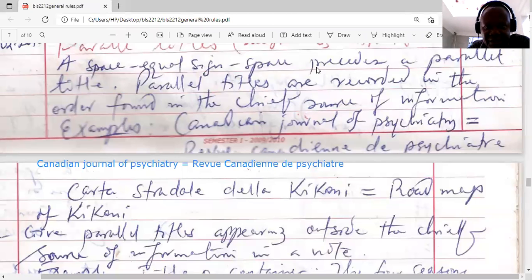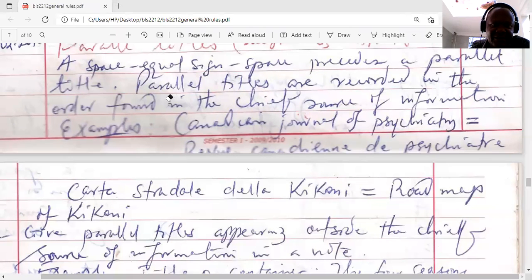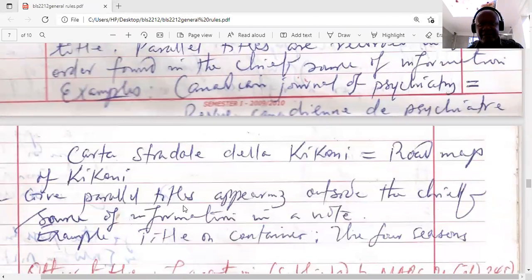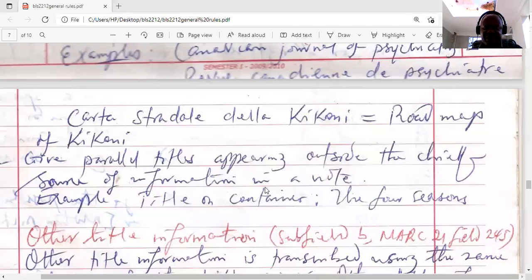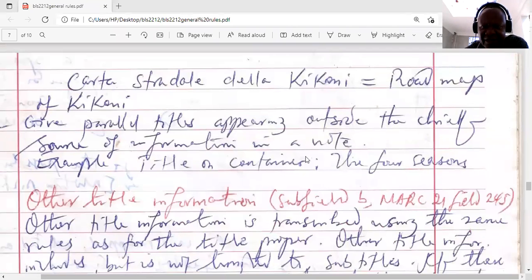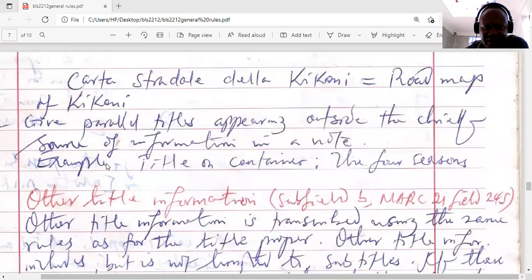I'll remove those wordings and then we proceed. Give parallel titles appearing outside the chief source of information in a note. In case the parallel title wasn't appearing on the material you are cataloging, you'll give that information in the note area. An example of a note given in the note area is: title on container, the 4 seasons. So that shows that this information was not from the chief source of information, so we give it in the note area. I need to confirm that you are following the title proper and the parallel title.